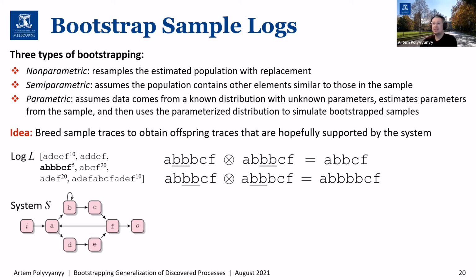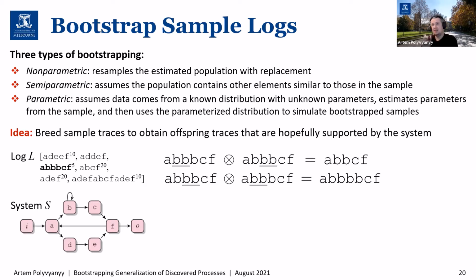So we proceed the following way. We take two random traces from our log. Here, for example, it can be even the same trace. So here we do crossover over two traces where it's the same trace, A, B, B, B, C, F. We need to find a common seed. We use a parameter to identify how long that seed should be. For example, here, the length of 2.